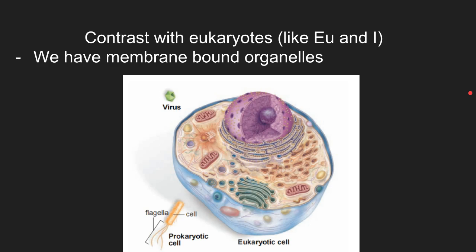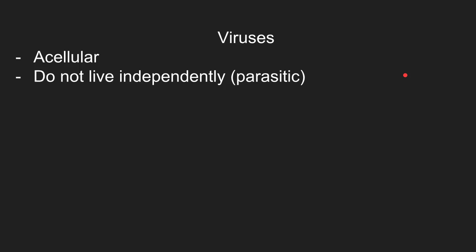So I'd like to contrast these prokaryotes with eukaryotes like you and I. The main difference is that we have membrane-bound organelles. There are other differences that you should have explored earlier, but that's the big hitter. We have membrane-bound organelles, and as you can see here, eukaryotic cells, generally speaking, are considerably larger than prokaryotic cells. And prokaryotic cells are a little bit larger than viruses, which is a nice segue into the next section here.